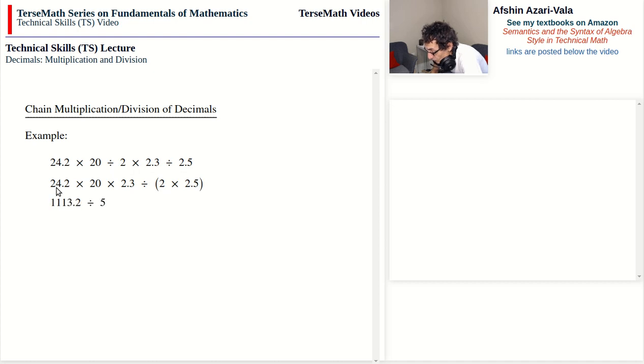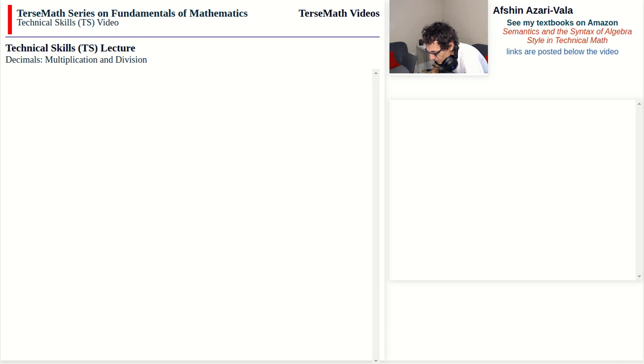That gives us, for the product here, 1113.2, and then divide by 2 times 2.5, which is 5. So this reduces the number of divisions to 1. Again, the top row would be suitable if you have a calculator in hand. The bottom one will likely be more suitable if you're working by hand. All right, so the final answer will be 222.64.